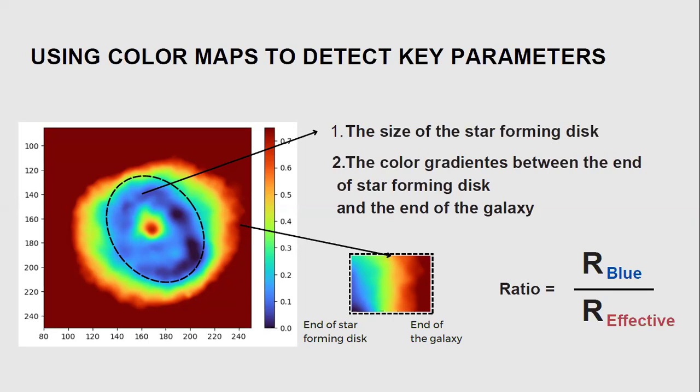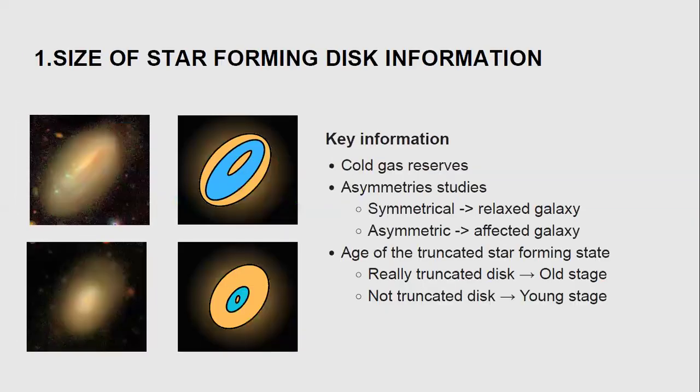I extract a ratio parameter between the blue radius and the effective radius to create my method. The size of the star forming disk is directly connected with key information, for example, the cold gas reserve. The asymmetry study: we can study symmetrical or asymmetrical. If we have a symmetrical candidate, maybe we're working with a relaxed galaxy, and any non-symmetrical one is affected, possibly connected with the edge of the star formation. In the disk, a really truncated one is possibly at an old stage, and a non-truncated one is possibly at a young stage.